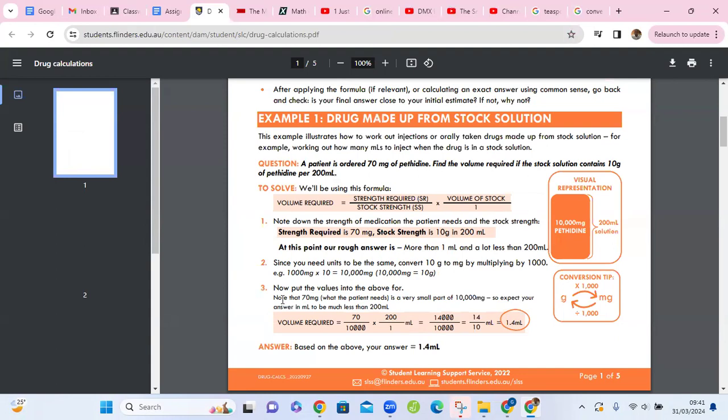Now, for the first step, put the values into the formula. For strength required, you plug in 70. For stock strength, 10,000. And for volume, 200. When you work this out, 70 times 200 is 14,000, divided by 10,000. 14 divided by 10 gives us 1.4 milliliters. Based on the above, your answer is equal to 1.4 milliliters.